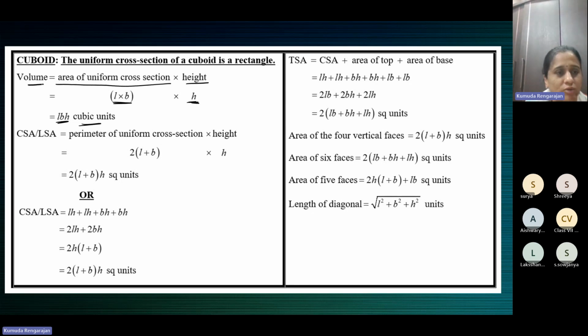See, I've just written volume. Don't wonder volume of what. See, I've given the heading here. Volume, I'm sorry, cuboid. I've given the heading. So all the formulas here are of the cuboid.